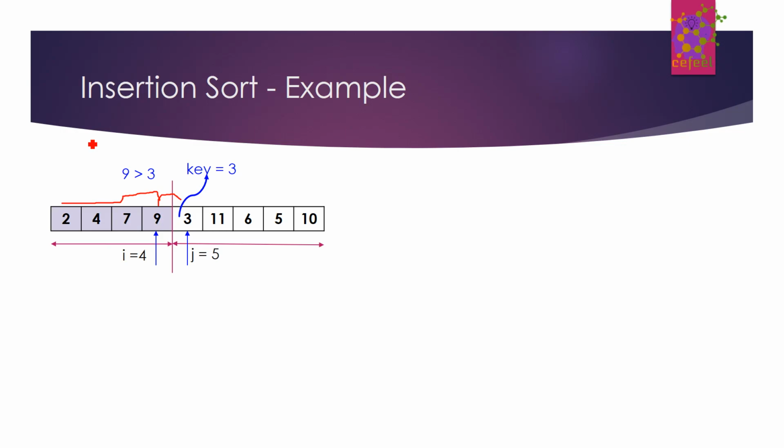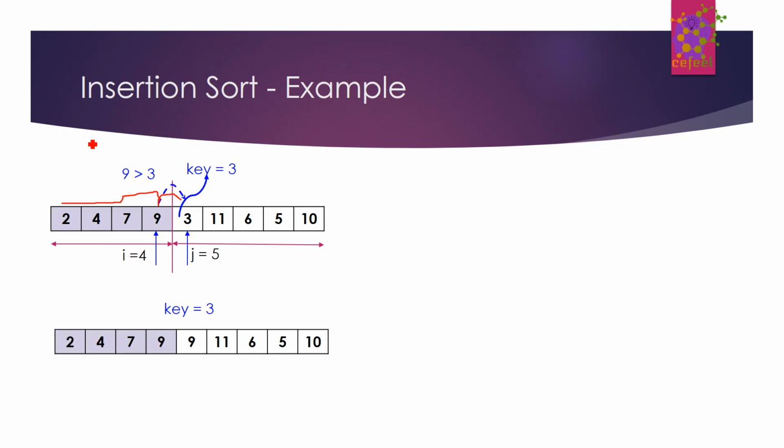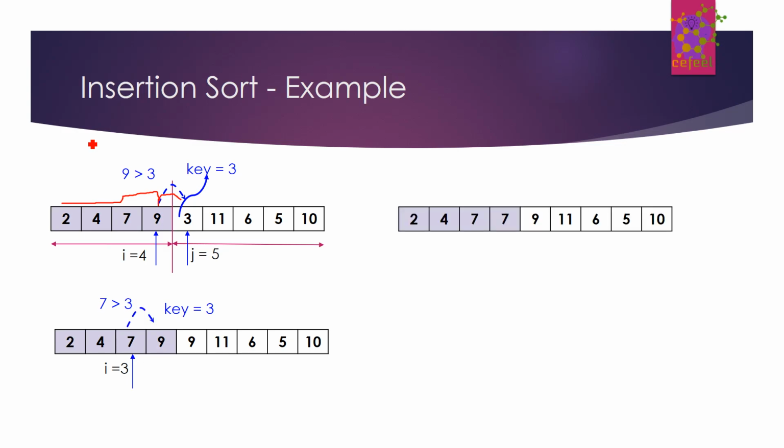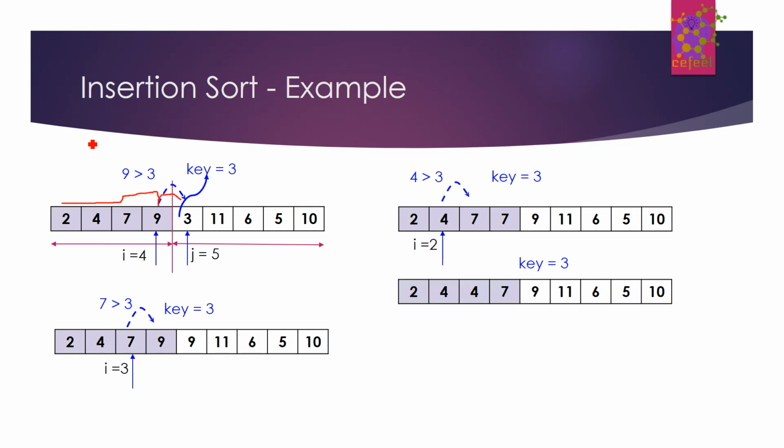9 is greater than 3, and I is 4, so we will swap 9 with 3, so that will give us 9, 9. Next, 7 will be compared with 3, so 7 is still greater, so 7 will now replace 9, which will give 2, 4, 7, 7 again, and I's value is decremented to 2. Now 4, so value is 4, 4 is still greater than 3, so which means 4 will again get pushed, and we now have 2, 4, 4, 7.